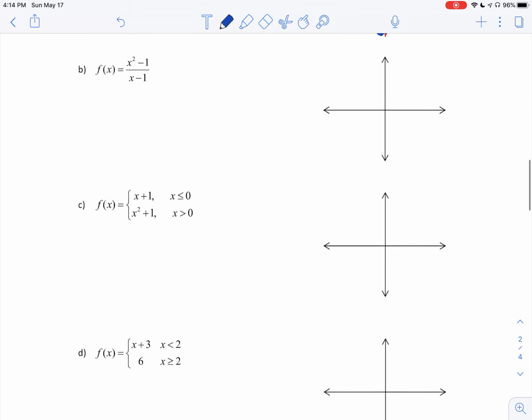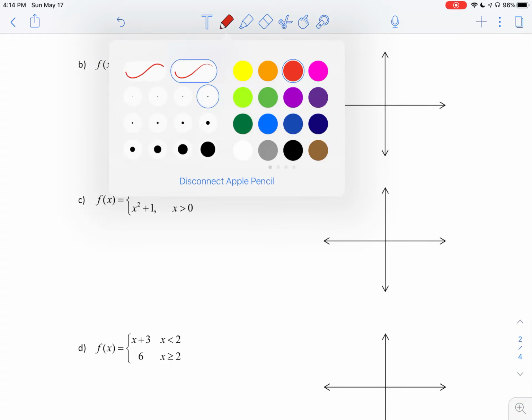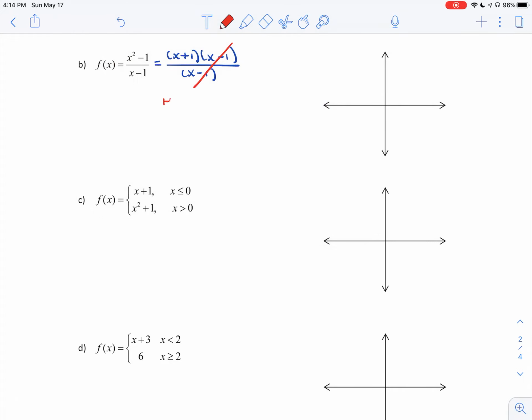All right, next one here, we have another rational function. So I'm going to go ahead and factor this out to start with. Of course, our numerator is a difference of squares. So we can factor that out as x plus 1 and x minus 1, which when we do that, we can see that we have that common factor that cancels out, which will give us a hole in the graph at x equals 1.